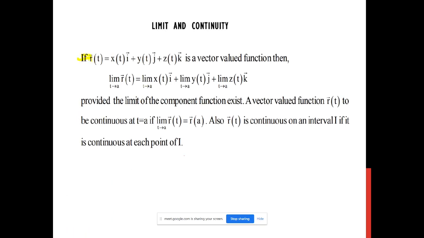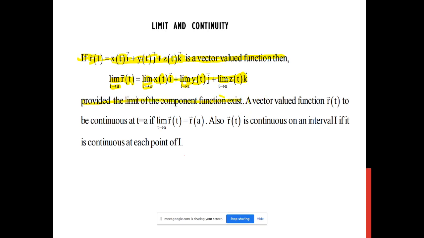So if r of t equals x of t i plus y of t j plus z of t k is a vector valued function, then consider the limit as t tends to a. What is the meaning of t tends to a? That means our value t approaches a. If you want to take the limit as t tends to a of r of t, we take component wise limits: the limit as t tends to a of x of t i plus the limit of y of t j plus the limit of z of t k, provided the limits of all these component functions exist.